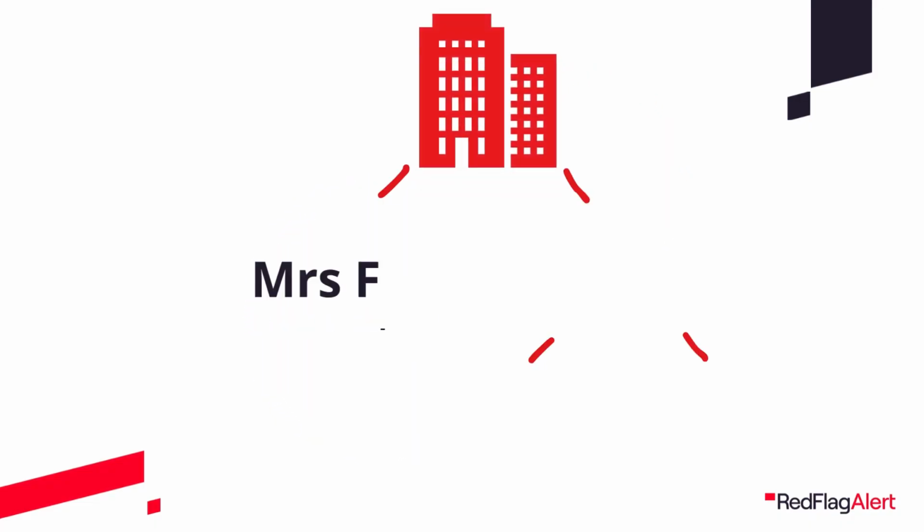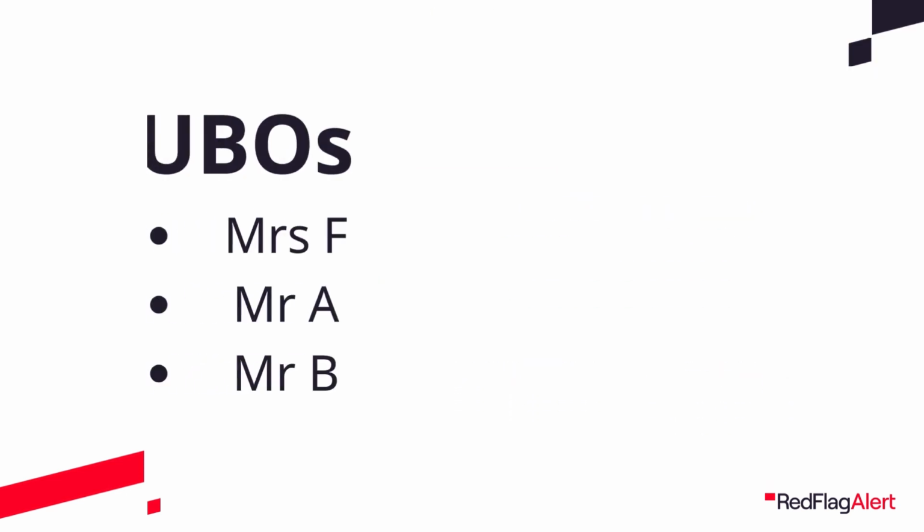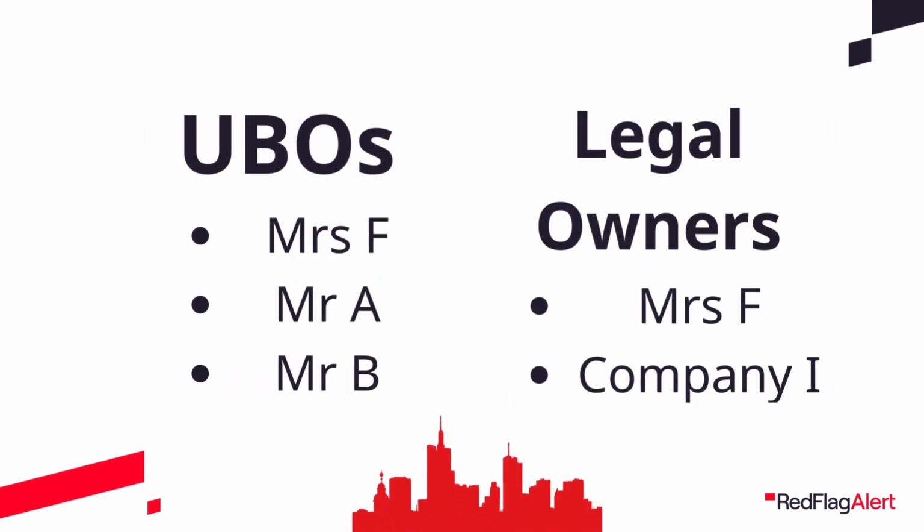In simple terms, it is who receives financial or business benefits from a company and/or can exert control over a company. A simplified example is, a company is owned by its founder, Mrs. F, who has a 60% stake, and a company that invested, Company I, who owns the other 40%. The company that invested has a parent company that is jointly owned by Mr. A and Mr. B. In this case, the UBOs are Mrs. F, Mr. A, and Mr. B, whereas the legal owners of the business are Mrs. F and Company I.